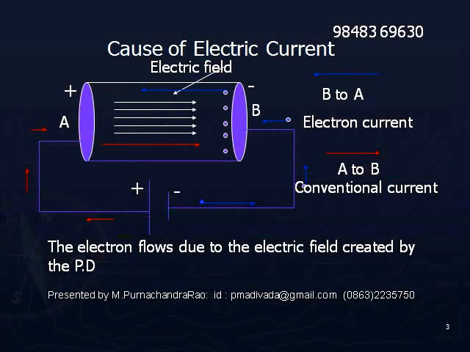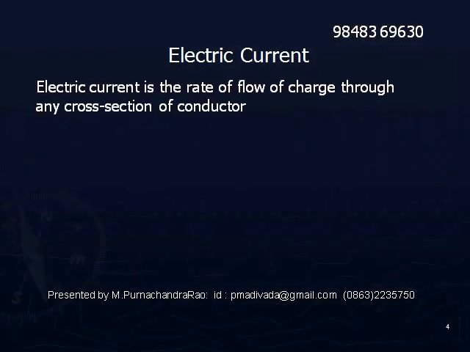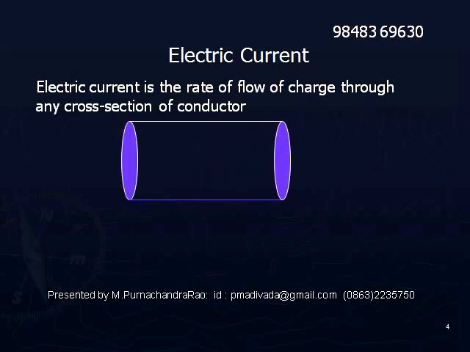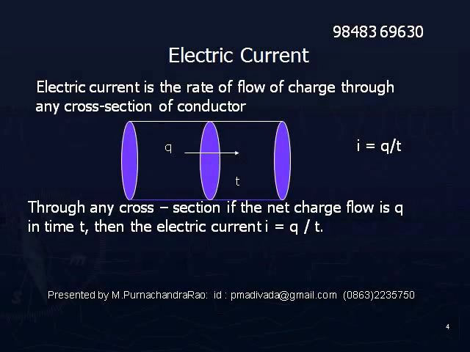Electric current is defined as the rate of flow of charge across the conductor. The rate of flow of charge through the cross section of a conductor is defined as the current. Across the cross section, if the charge Q flows in t seconds, then the current I is equal to Q by t. Q is the amount of charge that crosses any cross section of the conductor in time t.